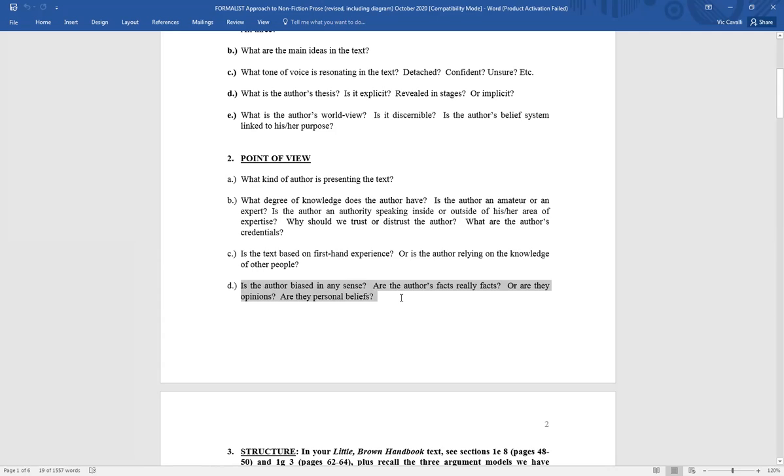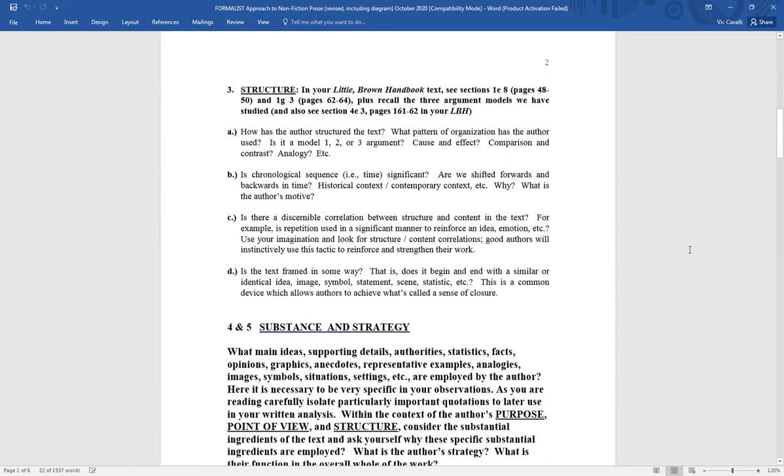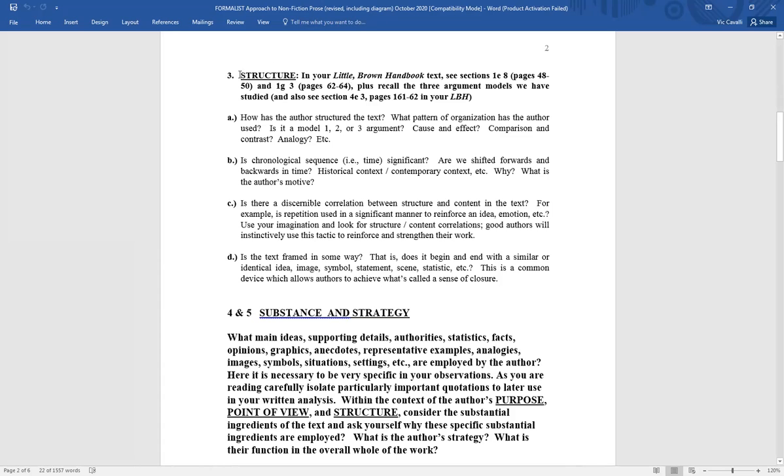Well, is she biased? We kind of touched on that. So it's your decision. What do you make of Hillary Rosen as far as the point of view goes? Now, structure. In your Little Brown Handbook, as we notice here, there's a whole section dealing with different types of structure. We also mentioned the 3 argument models that we've studied together, so think about that.